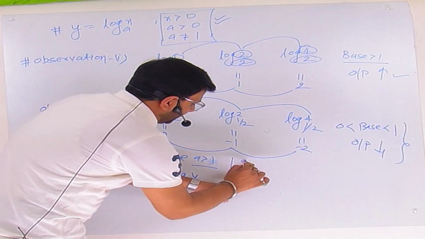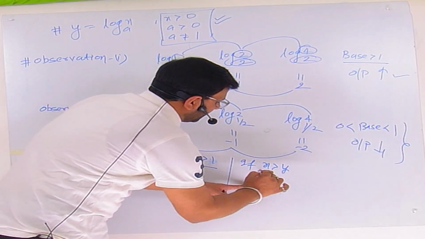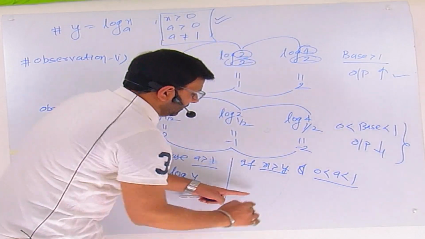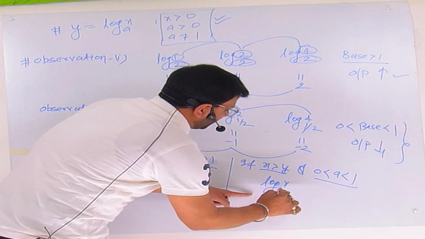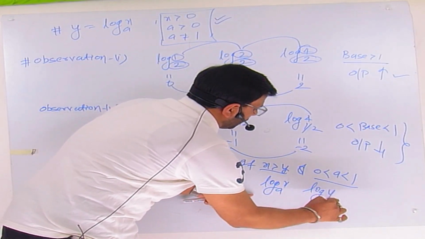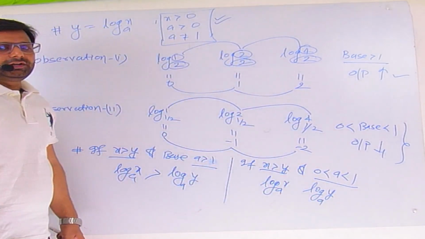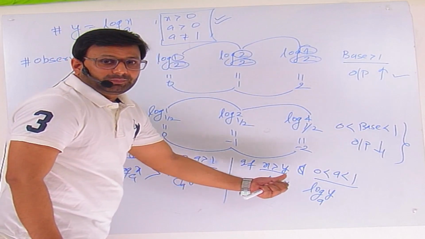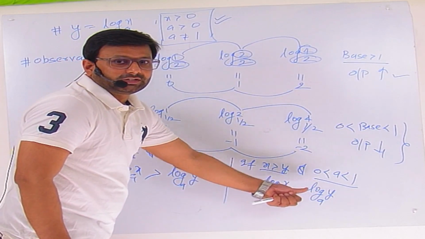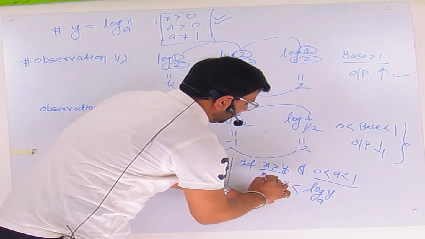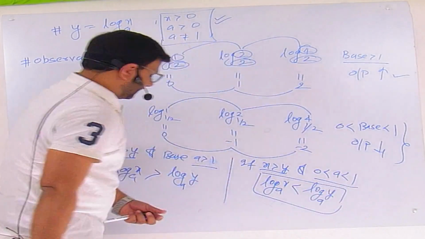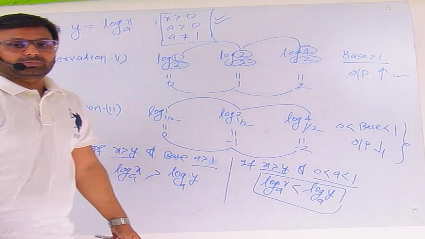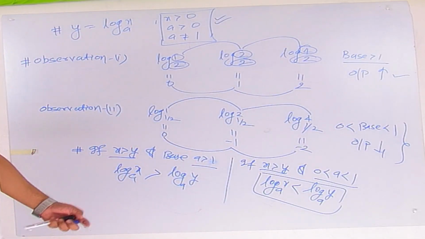Now the next conclusion. Tell me again, if x is greater than y but this time the base is greater than 0 but less than 1, and I write log x base a, log y base a, which kind of inequality will come here? This time the number which is greater will give a lesser value if the base is less than 1, so this kind of inequality will come here. This is the conclusion I want to teach you from these two observations. Yes or no?